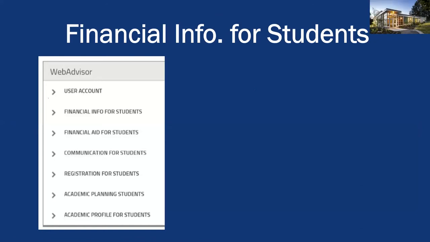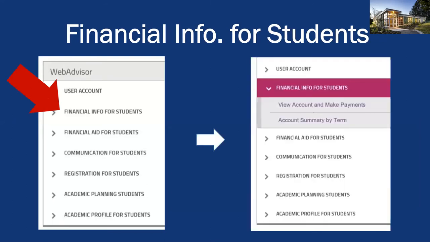So under Web Advisor, we're still under Web Advisor. We're going to talk a little bit about the financial info for students. This is where you're going to find your bill. You're going to click on financial info for students. Then you're going to go to view accounts and make payments. And this is just simply for the students who are taking more than one class. We are paying for the one class, but if you take more than one, this is where you're going to find your bill.